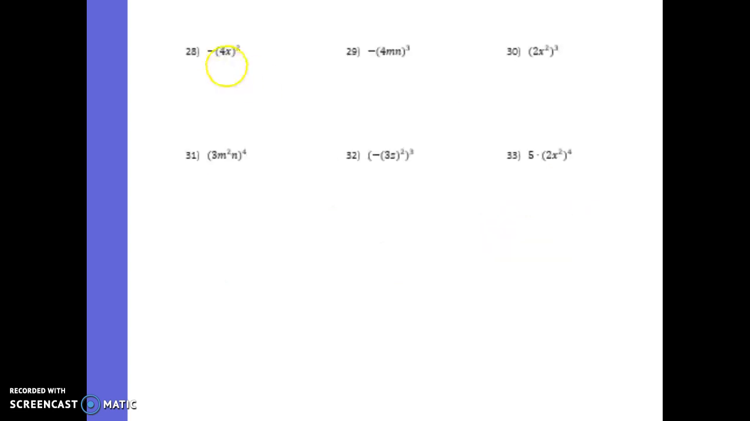Okay, so the negative for number 28 is on the outside of the parentheses. So be really careful. You're only taking the factors that are inside the parentheses and raising it to the power. So this negative would be on the outside, but then it would be 4 squared x squared. Okay, we're not squaring negative 4, we're actually squaring 4 and getting 16, and then we're taking the negative of it. So it would be actually an answer of negative 16x squared.